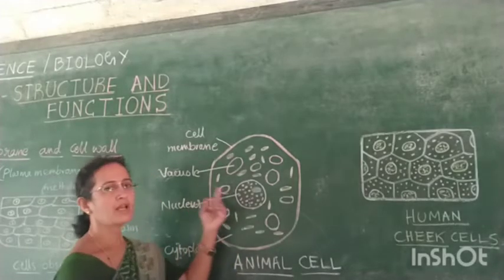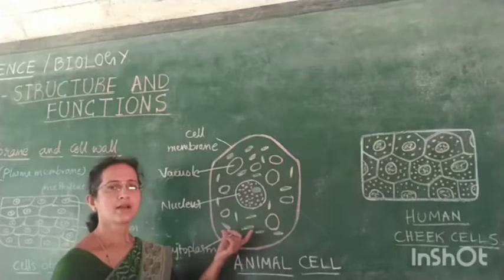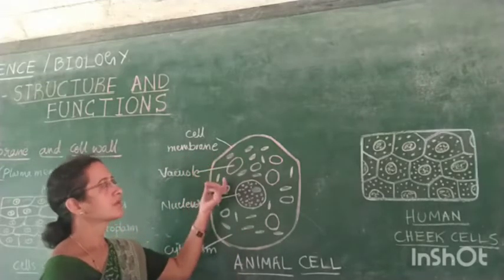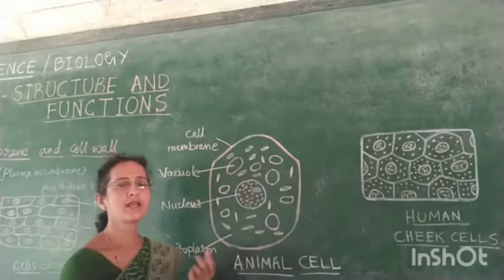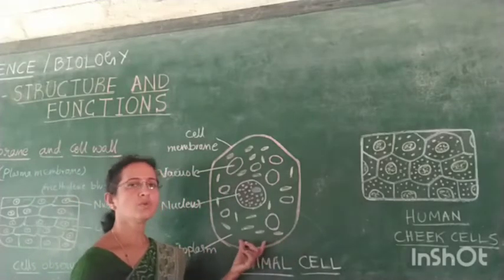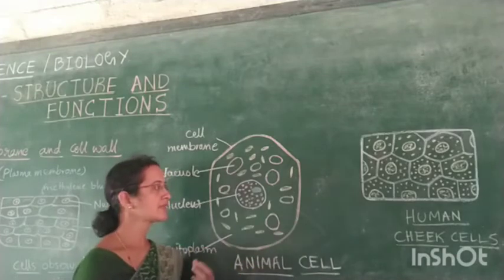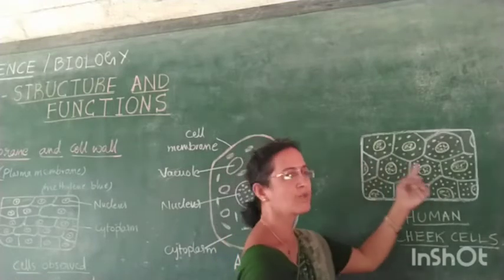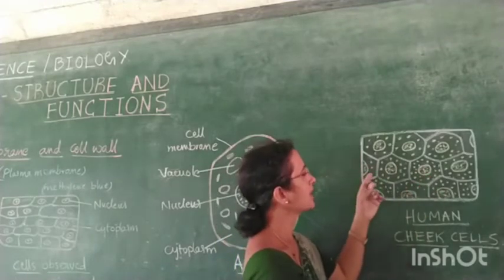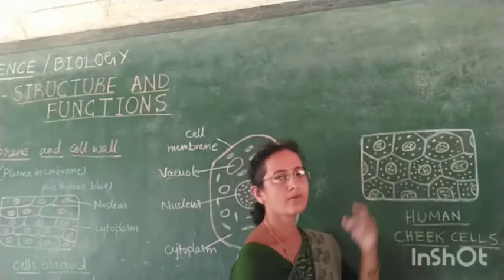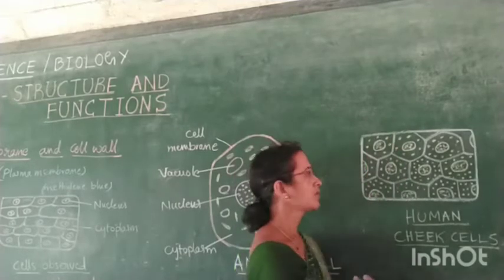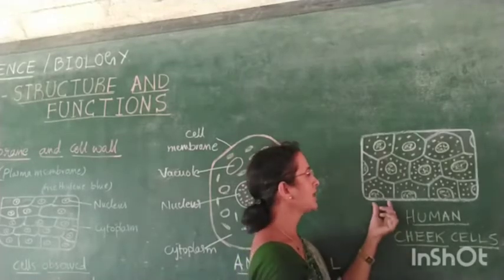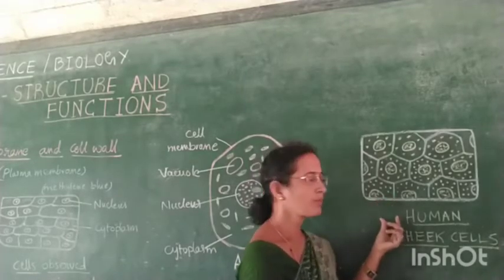Here the cell membrane is a porous layer, it is also called the plasma membrane. It is a porous layer which allows substances to move inside and outside of the cell. This cell membrane separates one cell from another cell and also separates the cell from its outer medium. Here the medium will have different substances, and the cell will be separated from that outside medium by this cell membrane.